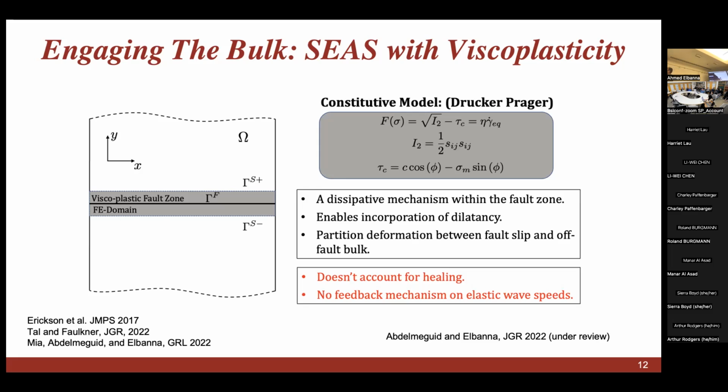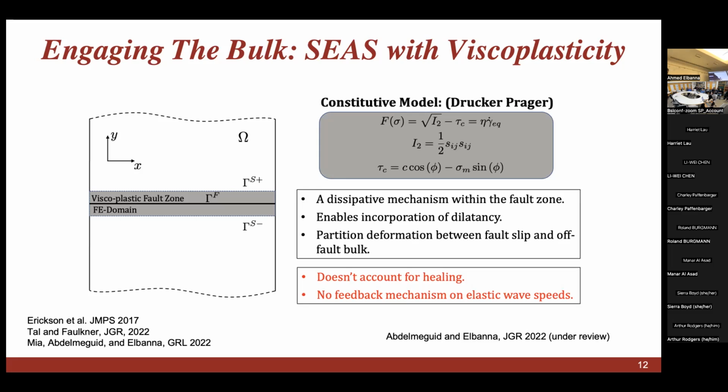It's a dissipative mechanism, providing energy dissipation. It can allow incorporation of volumetric changes because you could add dilatancy and compaction. And interestingly, it also allows you to partition the deformation if needed between the bulk and the fault, because the inelastic deformation in the bulk is like slip on the fault surface.